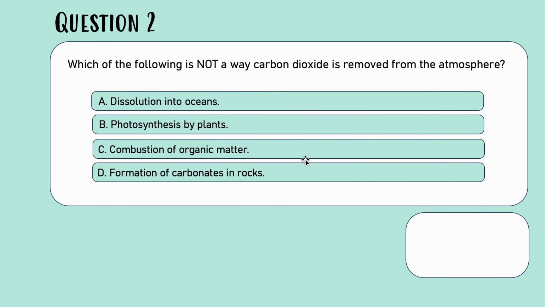Okay, next one. Which of the following is not a way carbon dioxide is removed from the atmosphere? Dissolution into oceans. We saw when they dissolve into oceans, that's a way the carbon dioxide can be removed. Photosynthesis, that is a way that it can be removed. Combustion of organic matter, that is not a way it can be removed. So the answer here is C.